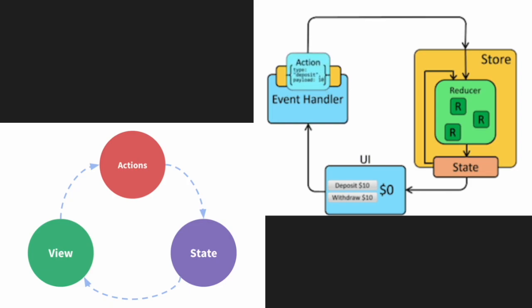First, state describes the contents of the app at a specific point in time. The UI is rendered based on that state. When something happens, such as a user clicking a button, the state is updated based on what occurred. The UI re-renders based on the new state.